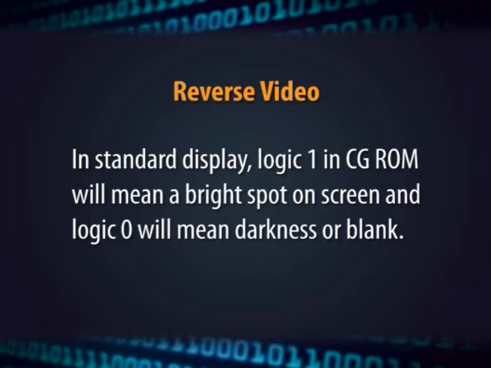All CRT monitors offer many video attributes which allow the text or graphics on display to be more readable and enhance information content. Most of these attributes are implemented by 6845 controller and video control circuit. These attributes are: 1. Reverse video. In standard display, logic 1 in CG-ROM will mean a bright spot on screen and logic 0 would mean darkness or blank. When reverse video attribute is enabled, then over that region the inverted video signal is fed. So, black appears as white and vice versa.